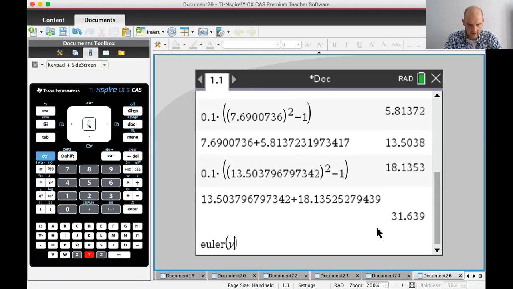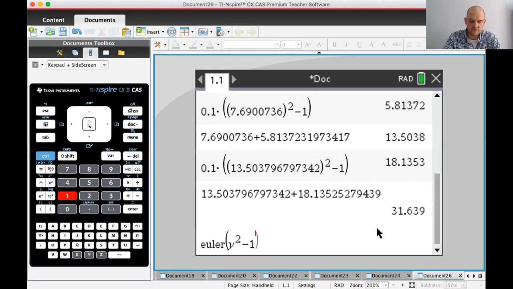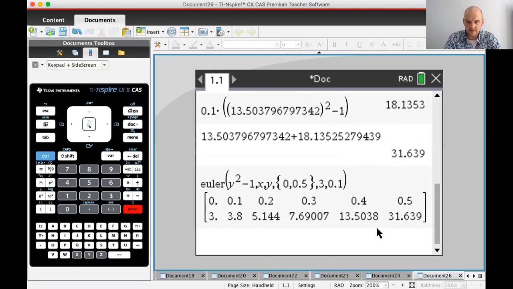Euler. All right. Y squared minus 1 xy. X starts at 0 and is going to end at 0.5. Y starts at 3 and we're going by 0.1. Okay, so these are the right values according to Euler's method.